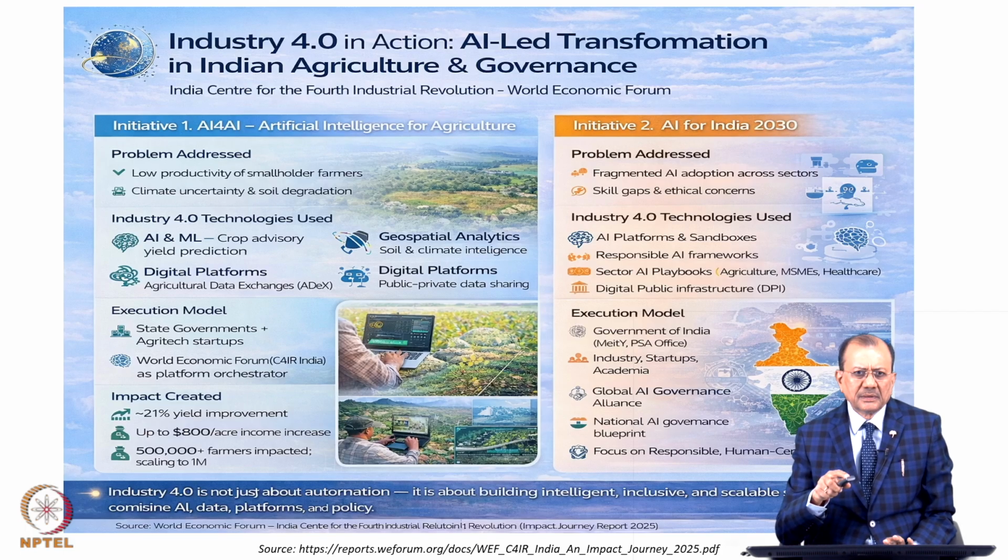So, what is initiative 1? It is called Artificial Intelligence for Agriculture.